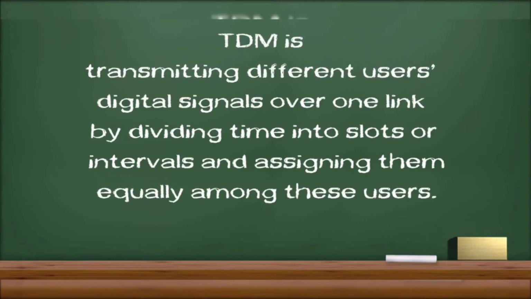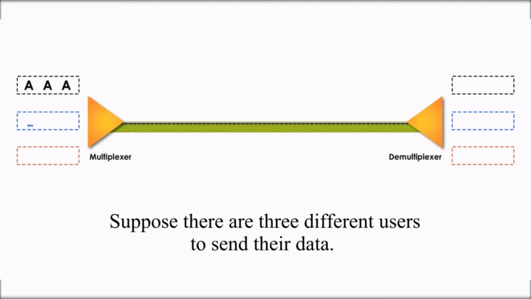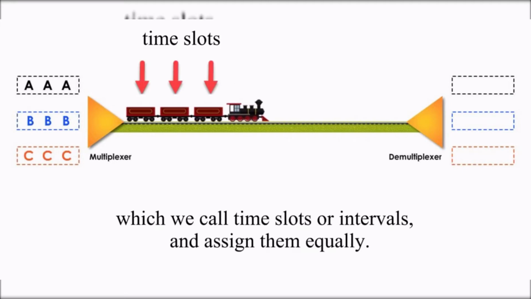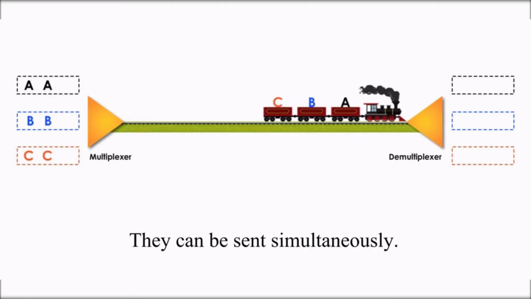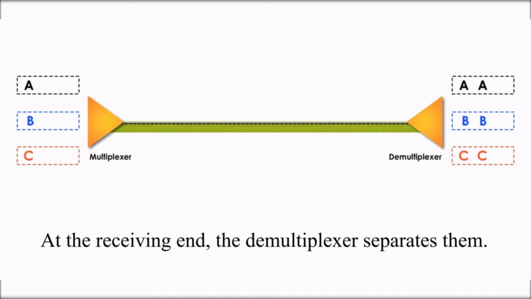TDM is transmitting different users' digital signals over one link or one medium by dividing time into slots or intervals and assigning them equally among these different users. Let's look at one example. Suppose there are three different users sending their data. At the transmission end, the multiplexer divides time into different segments, which we call time slots or intervals, and assigns them equally. They can be sent simultaneously. At the receiving end, the demultiplexer separates them.